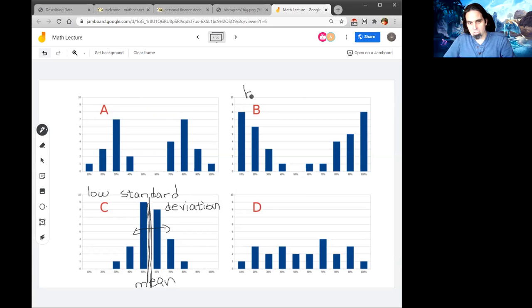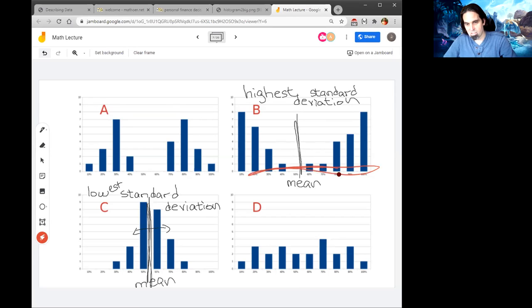B is the opposite. This is the highest of all the standard deviations. So if we were to find the mean, we would get the same mean. Add them up and divide by how many is still where things would balance if it was a teeter-totter. But how much do they deviate from the mean? How much do they go away? A whole lot. Almost none of them are near the mean. They're way off on the edges.